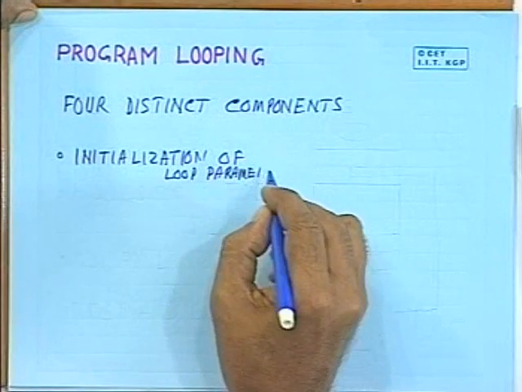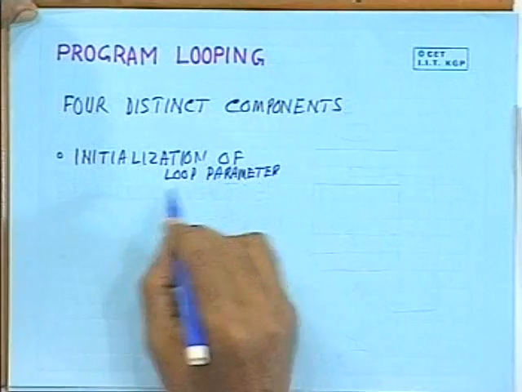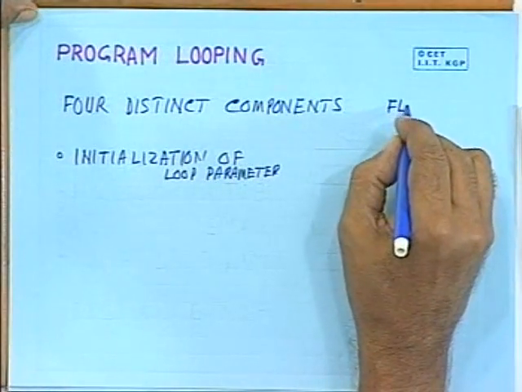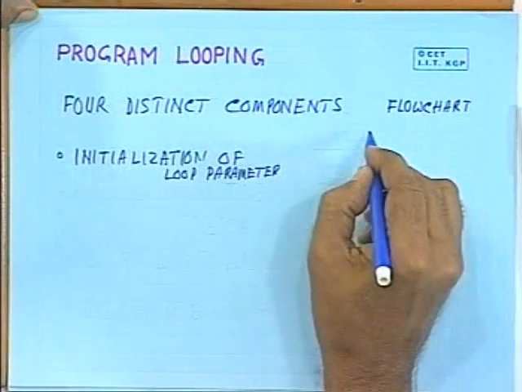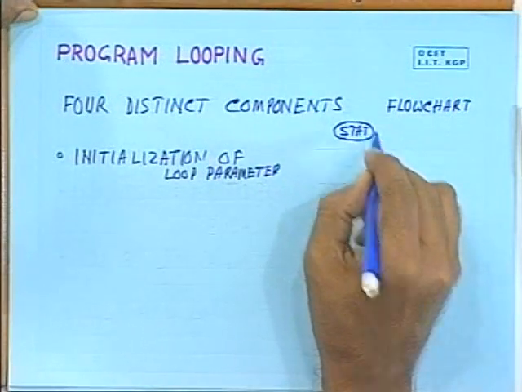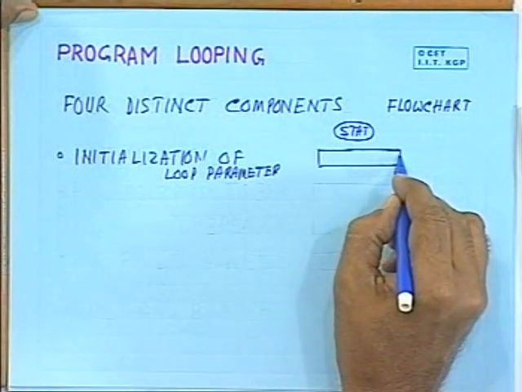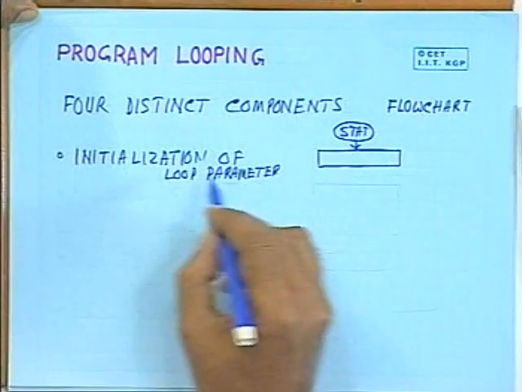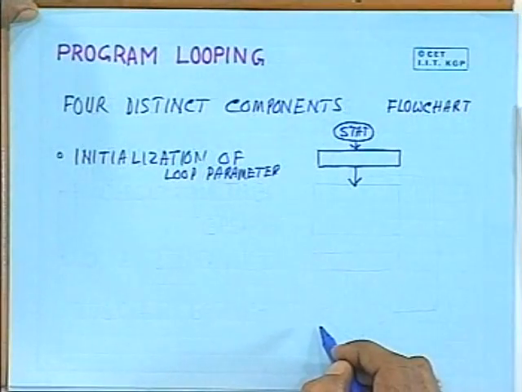So loop parameters are initialized in this particular block. If you express in terms of flowchart, then after you start the program, it will have a statement-line code box, block or box, whatever you say, where you will do this initialization of some loop parameters.